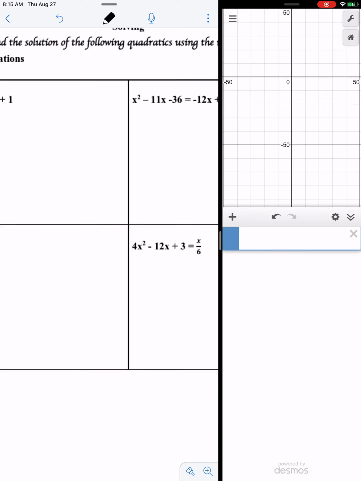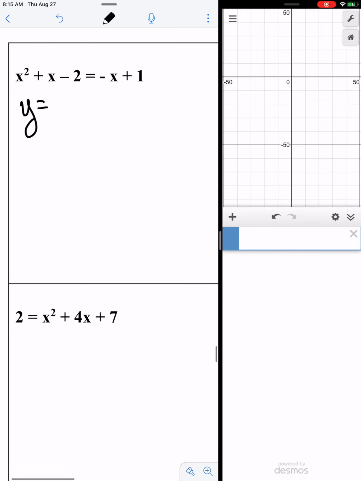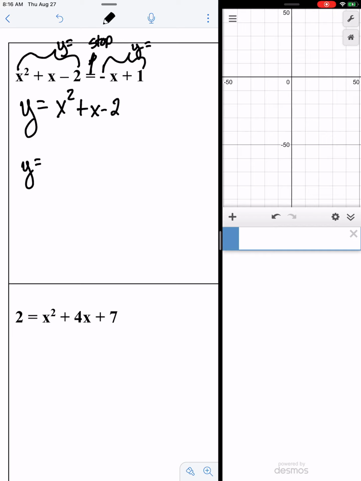And we're going to look at it. So first thing I want to do is set up two expressions. So I'm going to go y equals and I'm going to do another y equals. Whatever's on the left side of the equal sign goes in a y equals, and whatever's on the right side also goes in a y equals. So x squared plus x minus 2. I get to an equal sign, so I stop. And then I start my new one. So negative x plus 1.